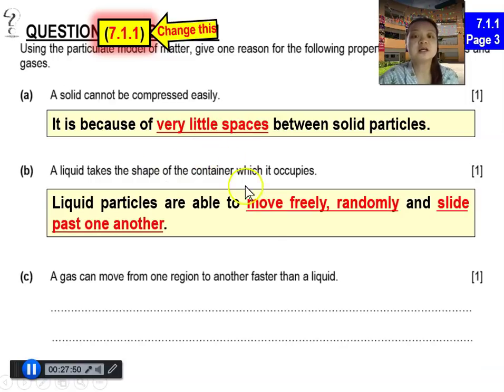That is because the particles are basically irregularly arranged, and in terms of motion, they are able to move freely, randomly, and they can slide past one another. And because they can slide past one another and move freely and randomly, they can take the shape of the container in which they occupy. Okay, you may want to pause the video here for a few minutes to finish writing your answer.